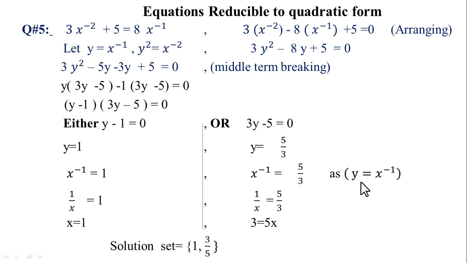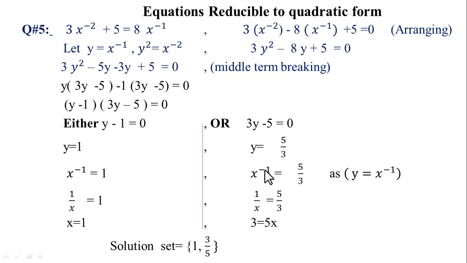As we know that y is equal to x to the power minus 1, so we write in the original variable. In the original variable, x to the power minus 1 is equal to 1. X to the power minus 1 is a reciprocal, so 1 upon x is equal to 1. Taking reciprocal on both sides, x is equal to 1.